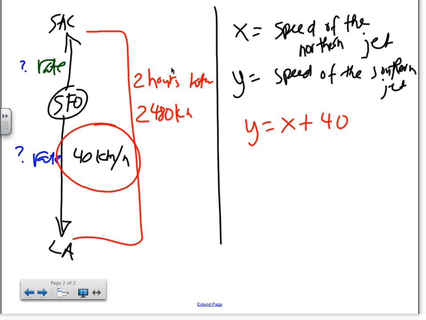Is that good? Yeah. And look at this equation. Everything is about speed. And there we have it. So this is the part that I want you to explain. When you write an equation, you've got to explain that to us. It's like, okay, the reason I came up with this is based on the problem, it tells us this, and so when I read the problem, it makes perfect sense. The southern jet is 40 kilometers per hour greater than the northern jet. There we have it, our first equation.